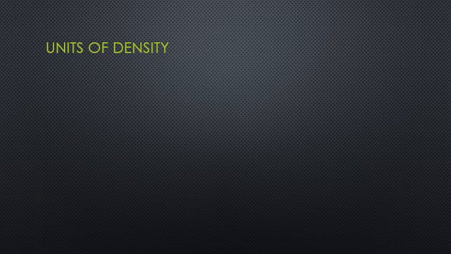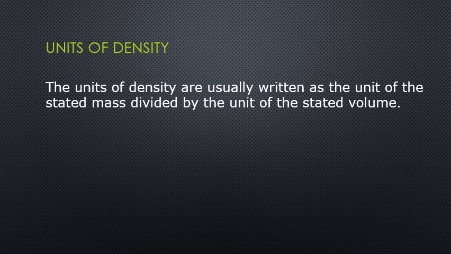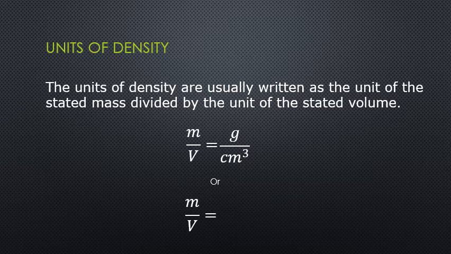Units of density. The units of density are usually written as the unit of the stated mass divided by the unit of the stated volume. For example, if your mass is being measured in grams and your volume in cubic centimeters, then your units of density would be grams per cubic centimeter. Or, if you're measuring a mass in kilograms and your volume in cubic meters, then your units would be kilograms per cubic meter.